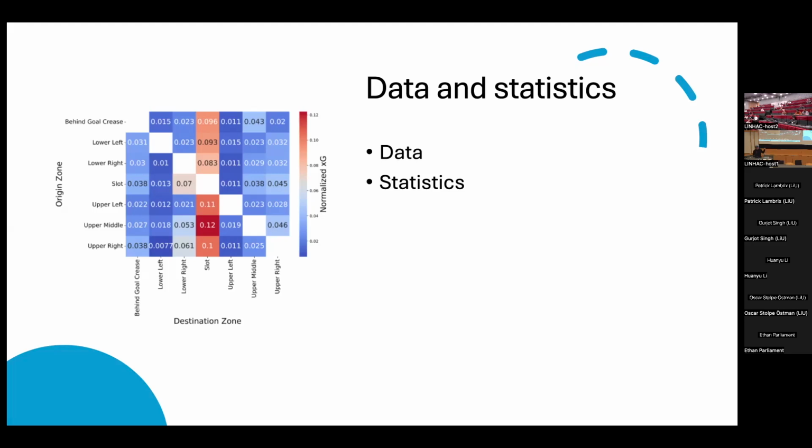In this heat map, we can see the origin zone and the destination zone of the passes. Not surprisingly, the slot is an effective zone to receive a pass and shoot from.